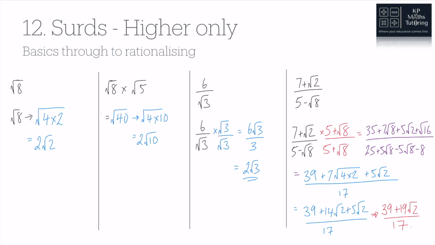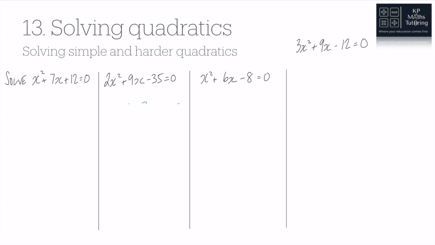25 minus 8 is root 17. Collect your like terms at the top, 39 plus 19 root 2 over 17. If you need more information on that, go back and watch the video I've done on it.